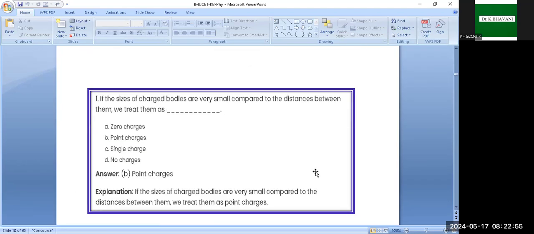Next one: if the size of the charged body is very small compared to the distance between them, we can treat it as a point charge. Because, see, from one point to another point, or one end to another end, we can say A, B. So that is the point charge: the size of the charged body is very small compared to the distance, so we can treat it as a point charge.